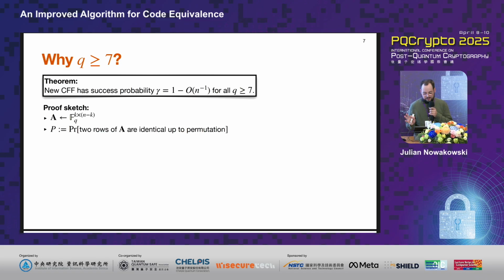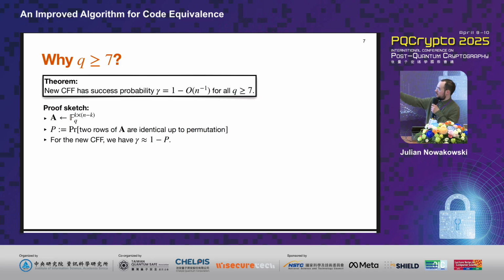So the very rough idea of the proof is, say we sample a matrix uniformly at random, having k rows and n minus k columns. Now we're going to be interested in the probability p that 2 rows in this matrix are identical up to permutation. The bulk of my paper, really a whole section, is showing this third point on this slide, that the new canonical form function has success probability basically 1 minus p. Of course, I can't explain that here, but I invite you to read this in the paper. But let's assume this is true, and hope you believe me.